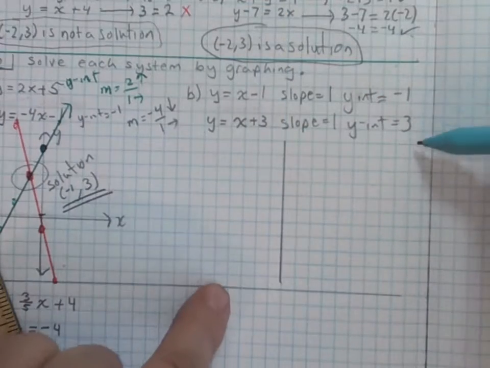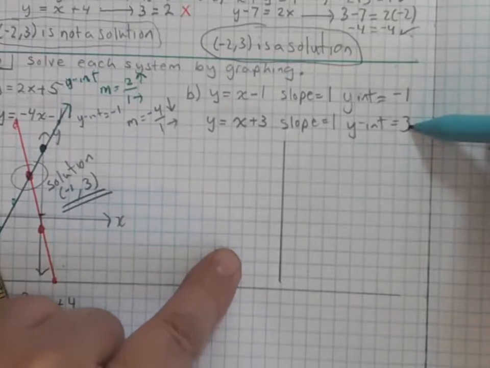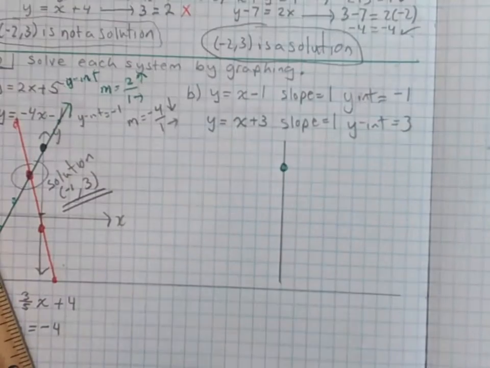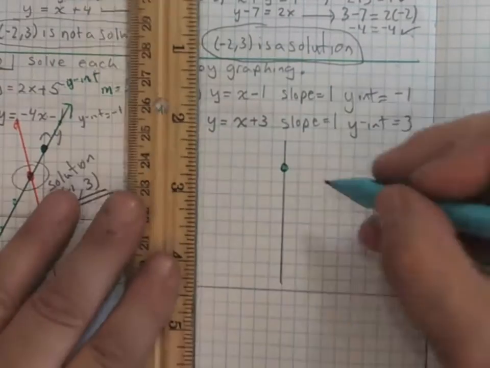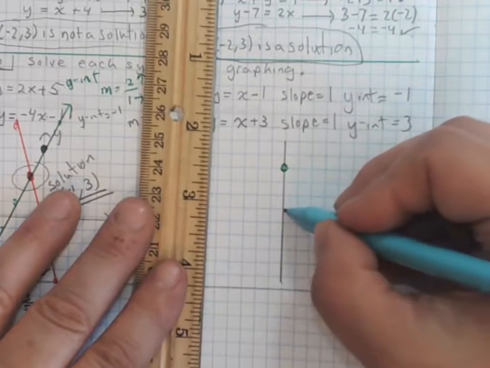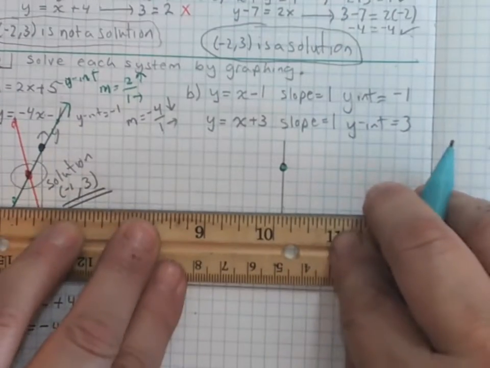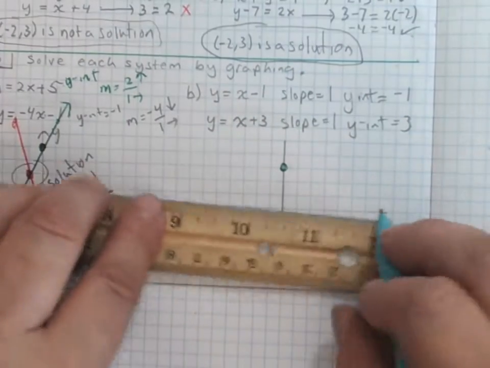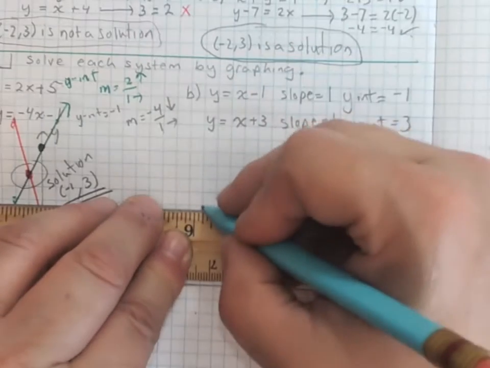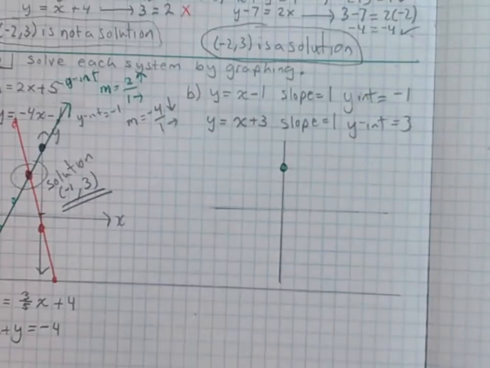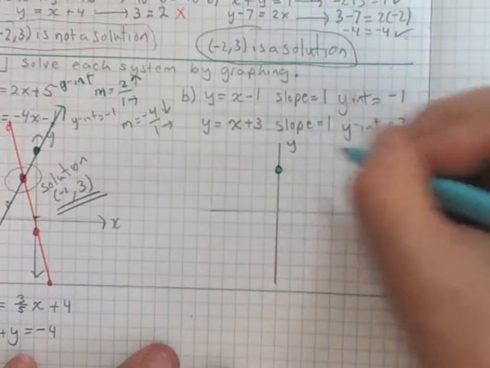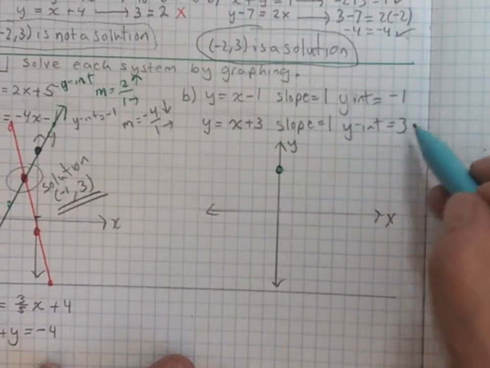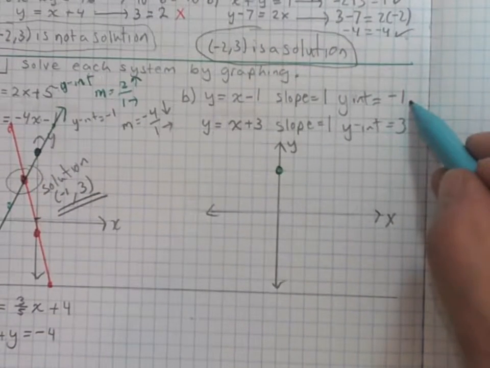Okay, I'm going to graph y-intercepts first, so I just want to fit them. The high point is 3, so in green I'll put 3 right there, and then my x-axis would have to be, so if that's 3, 2, 1, 0, so my x-axis goes on 0. Okay, x-axis, y-axis. All right, so my other y-intercept is -1.